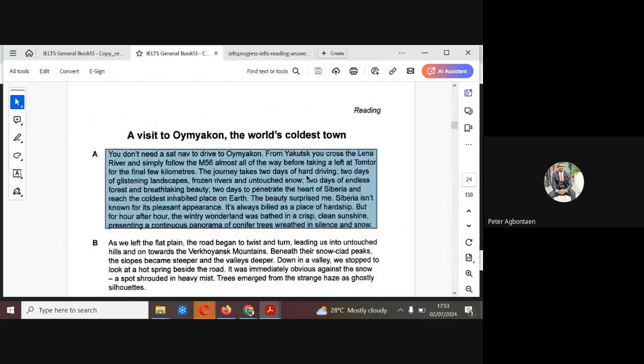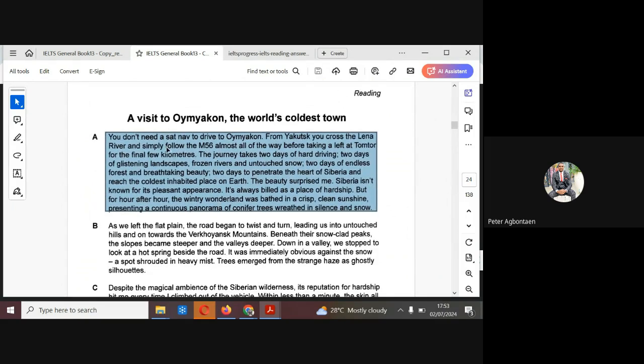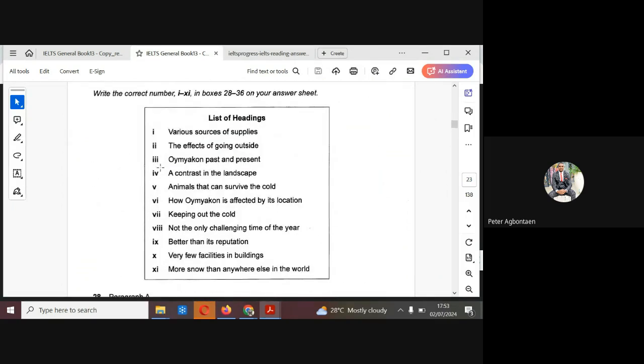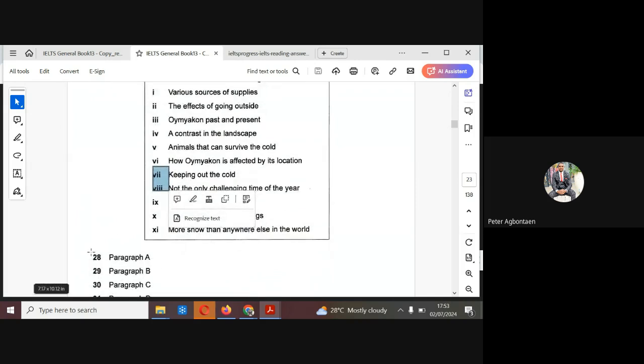So that means, for example, you may read paragraph A, and after reading it, you realize that paragraph A is dealing with, let's say, keeping out the cold. Now, keeping out the cold is Roman numeral 7. So all you just have to do is to write Roman numeral 7 as the answer to number 28, which is paragraph A. Now, let me explain that.